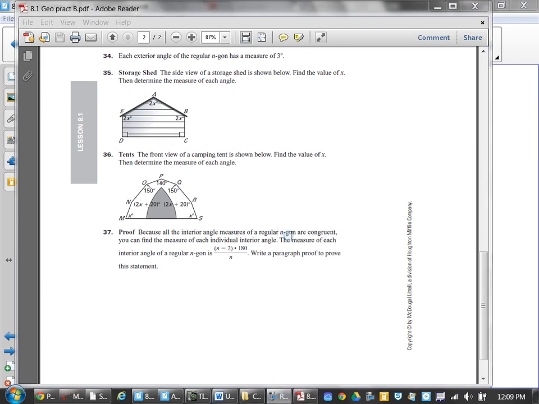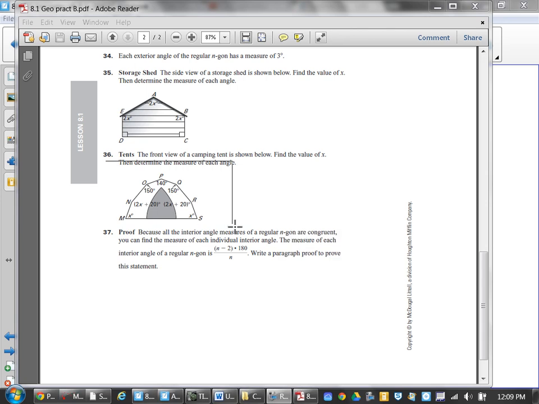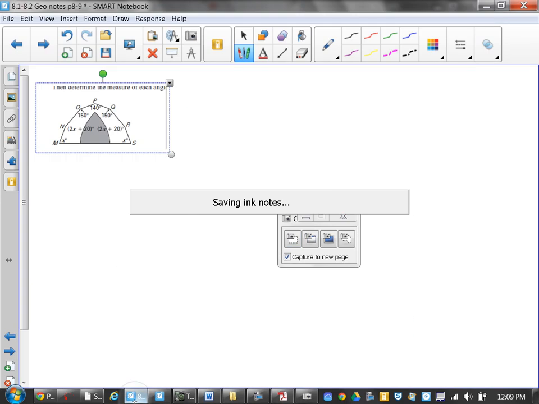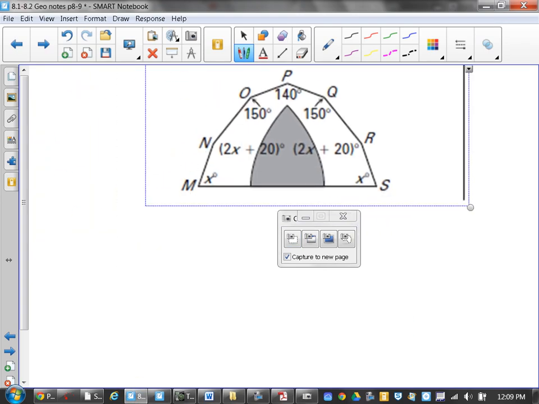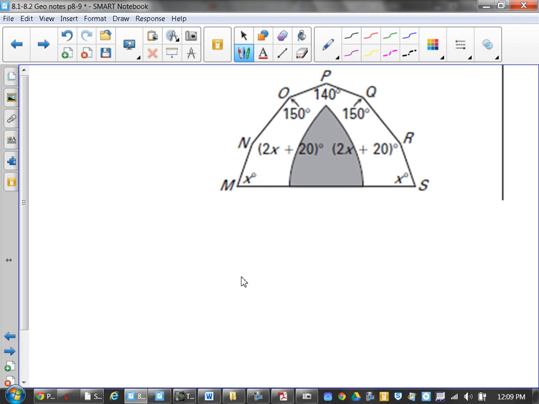Count the angles. How many of them are there? 7, okay? Again, what's happening in this one is you count the angles. You're always going to have the same number of angles as you have sides. There's 7 of them, so to find the sum of the interior angles with 7, it's 7 minus 2 times 180. I believe you get 900.